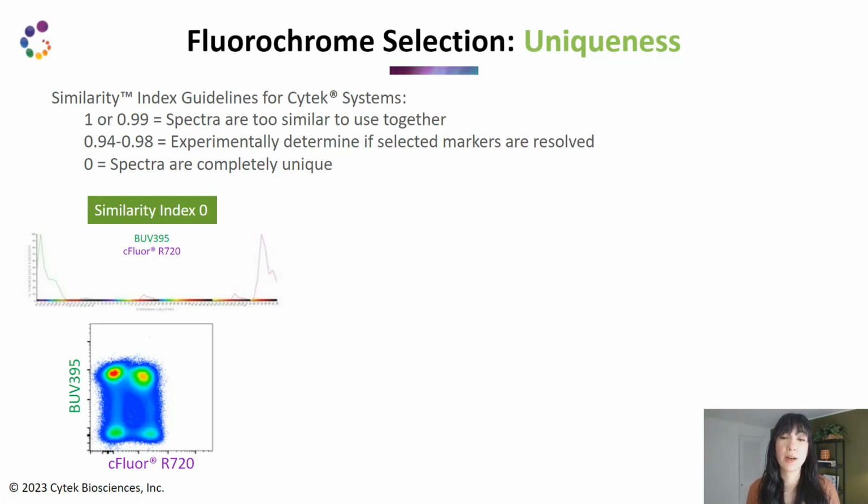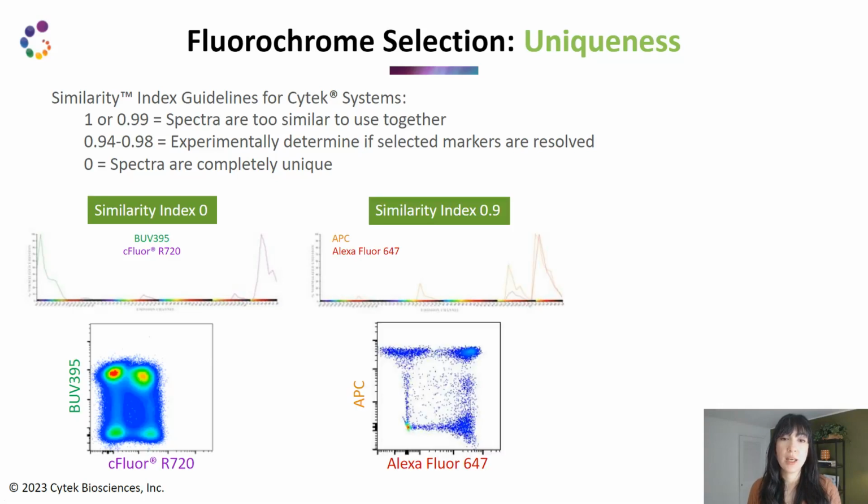It means the spectra are completely unique. And in our data plot, we can see that we can define these populations really nicely with these fluorochromes. If we take the second example, now we're using APC and Alexa Fluor 647. In this case, we have a lot more overlap and our similarity index is 0.9. So this value tells us that we can use these in a panel together on a Cytek system.